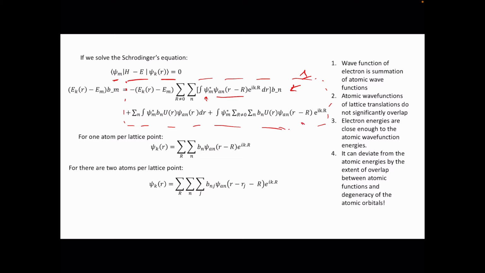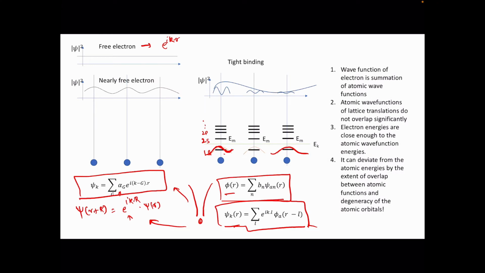The same thing is the third term, which is also psi m multiplied by atomic orbitals which are lattice translated, which also comes out to be almost small. And the last and final one is the overlap of each atomic orbital with the potential multiplied by this atomic orbital. And this potential u of r is very small.